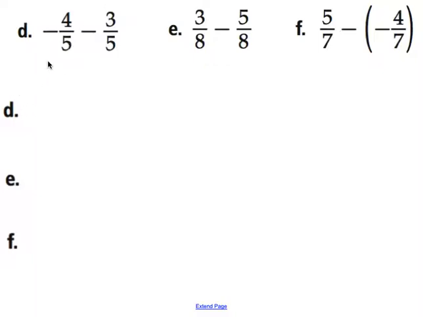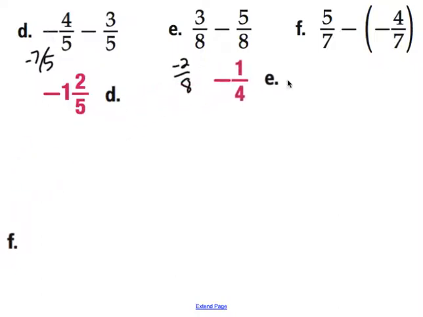Alright, hope you took some time to do that. -4/5 and -3/5 is -7/5, and if we reduce -7/5, we end up getting -1 2/5 in simplest form. Letter E, 3 minus 5/8 is -2/8. So we'll start out initially with -2/8, but then we can reduce that, and that reduces to -1/4.